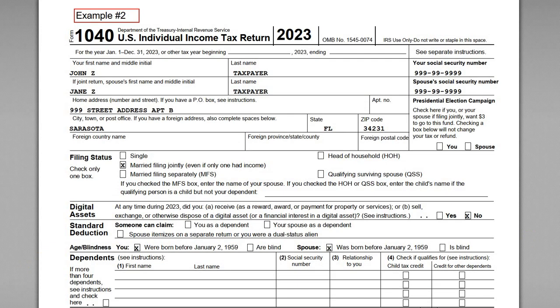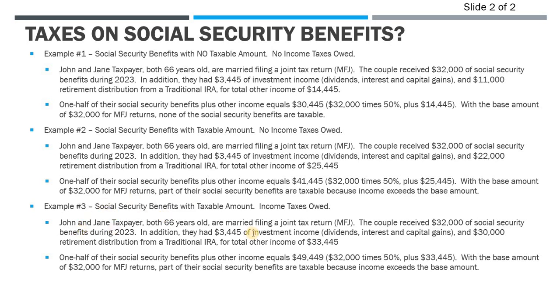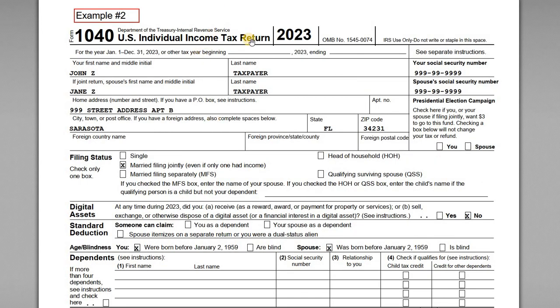All right, so that's example number 2. So let's have a look at the last one, example number 3. In example number 3, we're going to have a taxable amount of Social Security benefits, and we're going to owe some income taxes overall, because our income is going to be above the standard deduction. So we've got the same scenario here, $32,000 of Social Security benefits, $3,445 of investment income, and now we've got $30,000 of traditional IRA distributions, and so our total other income is $33,445.